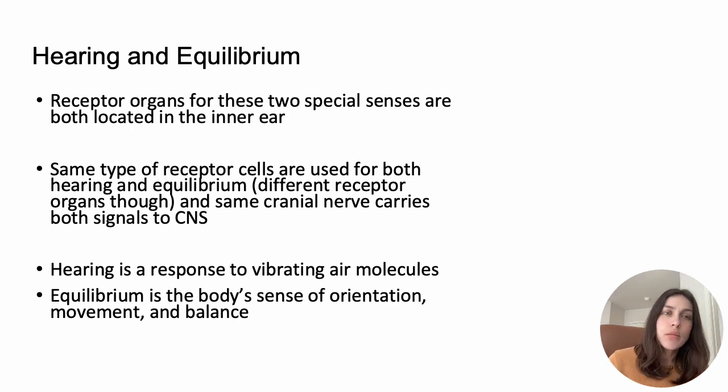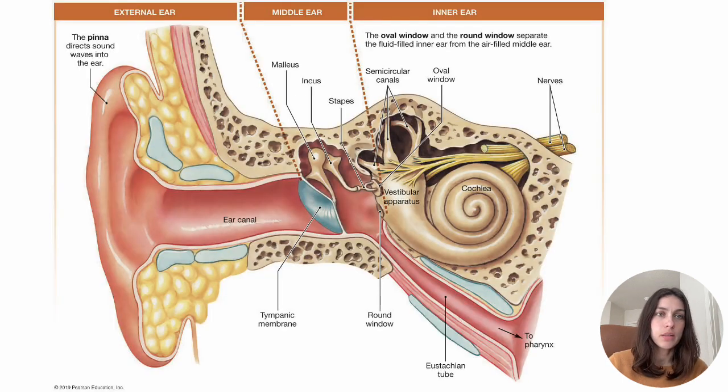So there are the same type of receptor cells that are used for both hearing and equilibrium, but they are in different receptor organs. The same cranial nerve carries information from both hearing and equilibrium, although there are two branches of that cranial nerve. So hearing is a response to vibration of air molecules, while equilibrium is the body's sense of orientation, movement, and balance.